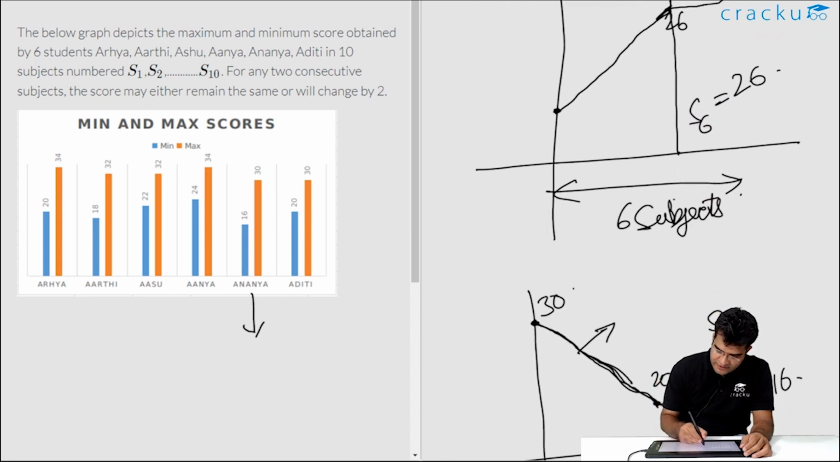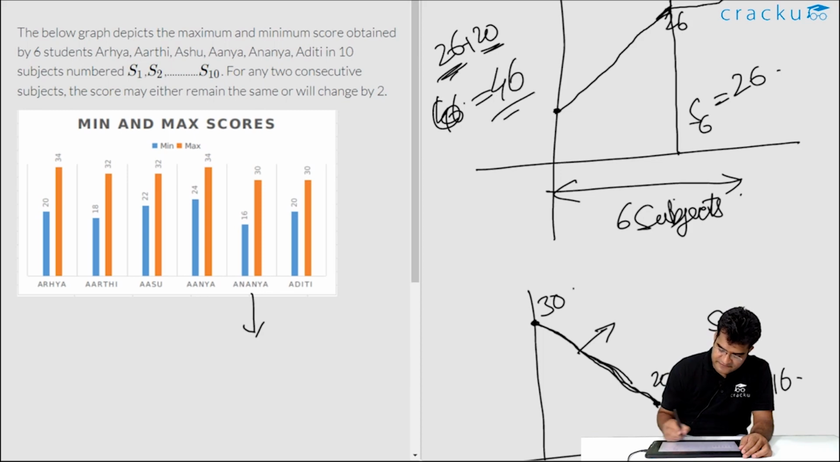So in this case the total will be 26 plus 20. This 26 is the maximum score of S of 6 and 20 is the minimum score of S of 6. So the total will be 46, which is the answer.